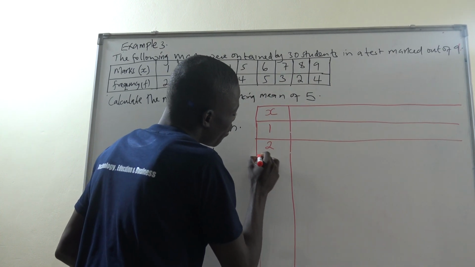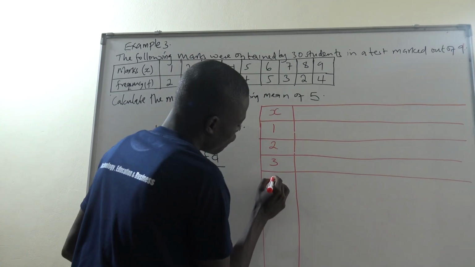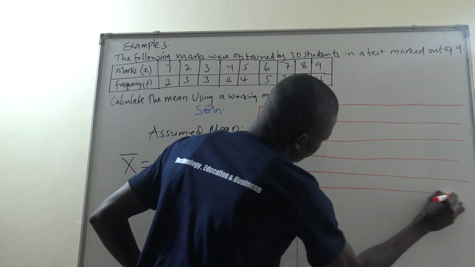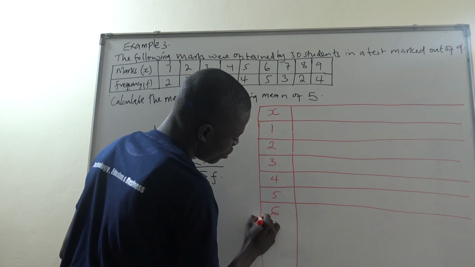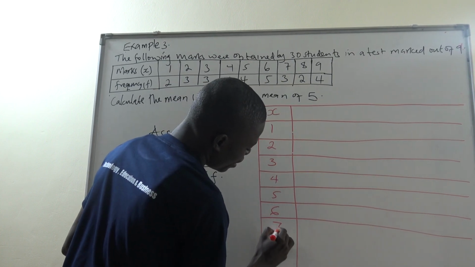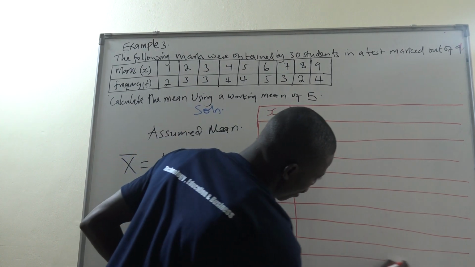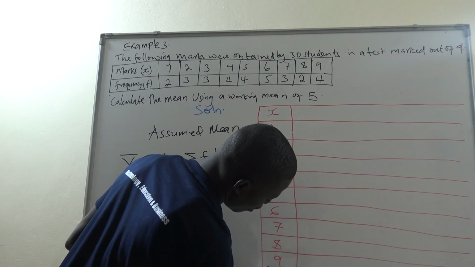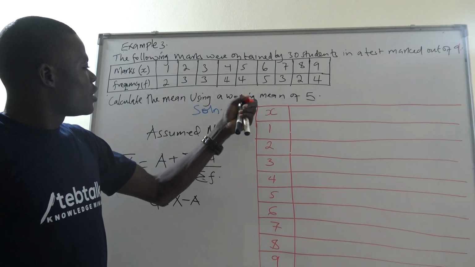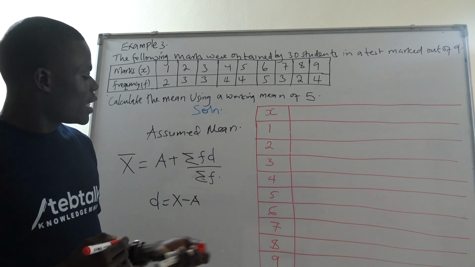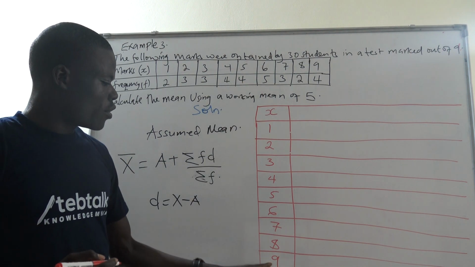2, 3, 4, 5, 6, 7, 8, 9. So these are the marks obtained by those 30 students. The marks are within 1, 2, 3, 4, 5, 6, 7 up to 9.